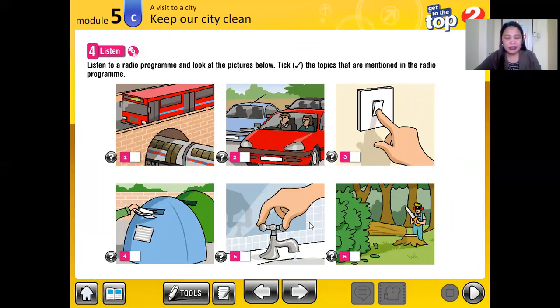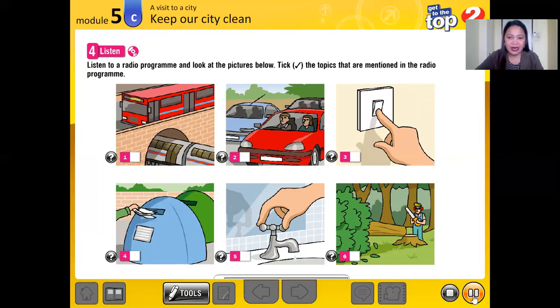So what are you going to do? You are going to listen to the recording that I'm going to play, then tick the pictures, the topics that are mentioned in the radio program. We have 6 pictures here, so 6 topics. Listen carefully and tick the picture as it is mentioned in the radio program. Ready, start.